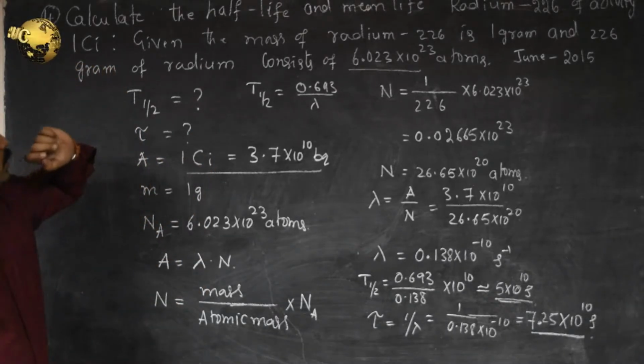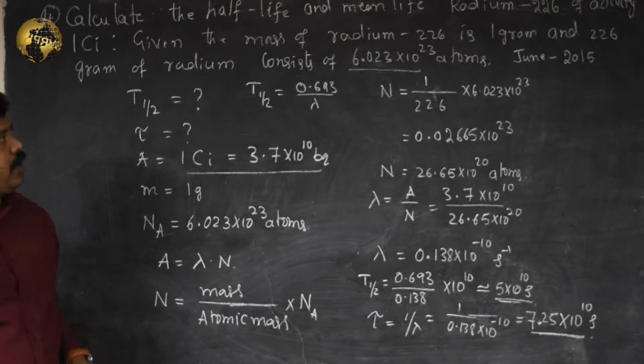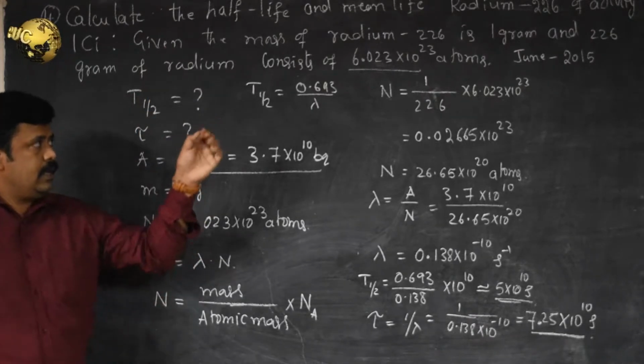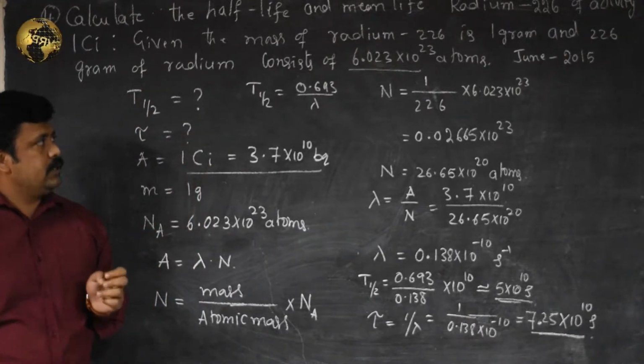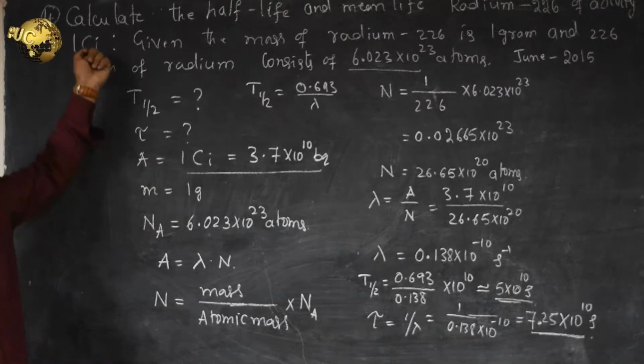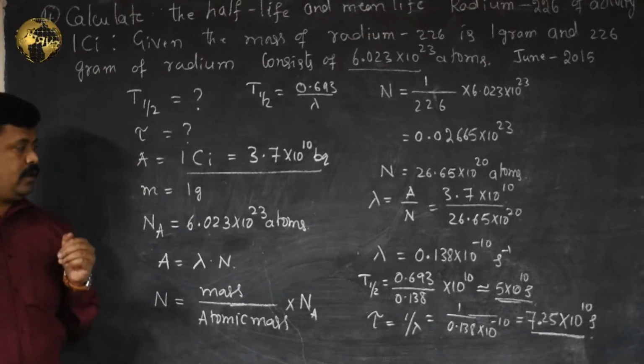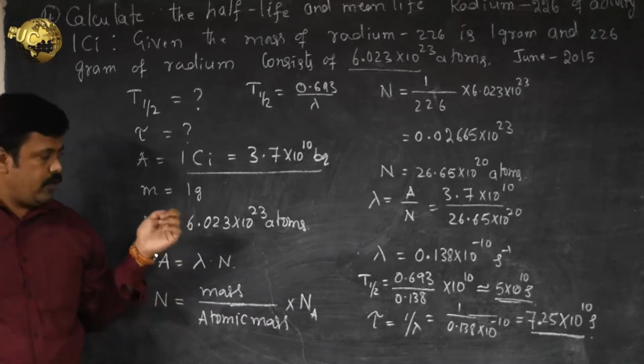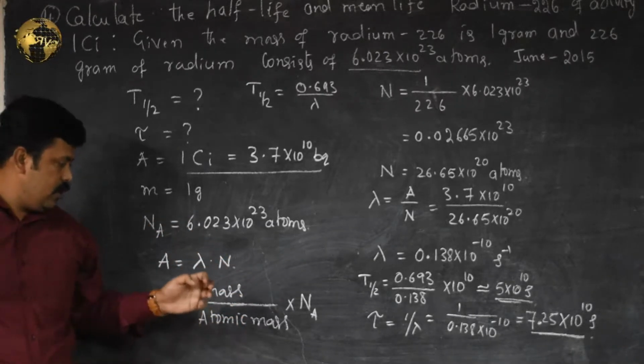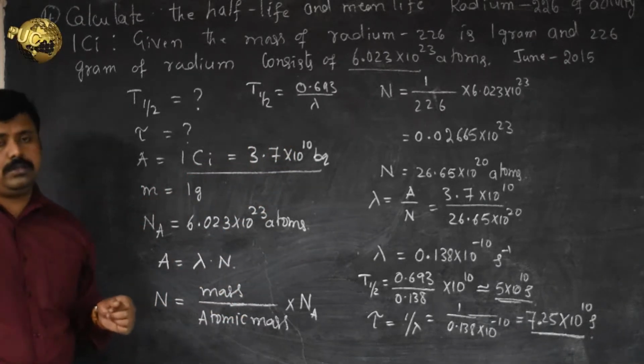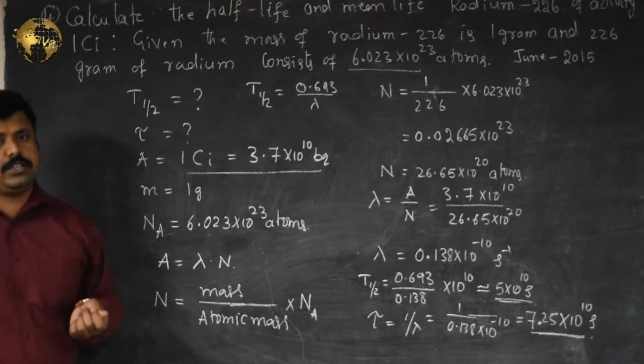This is regarding the concept of half life and mean life of radium 226, and the given activity is 1 curie. Under this one, we have calculated the values required using the formulas. So let's move on to the next question.